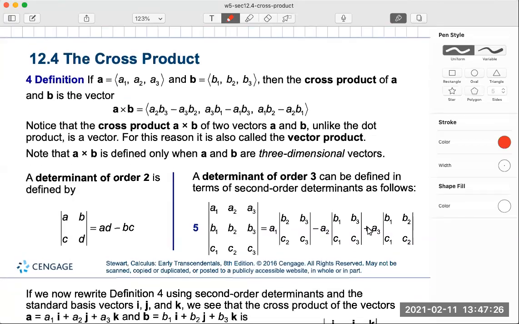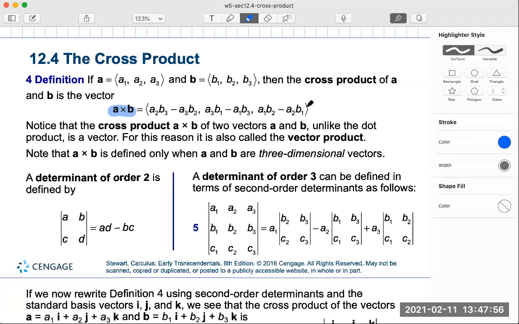So today we study the cross product. The definition is this. If vector A has the components A1, A2, A3, and B has the components B1, B2, B3, the cross product of vector A and vector B will be given by this. And the notation is A cross B, like this. It will be like this.